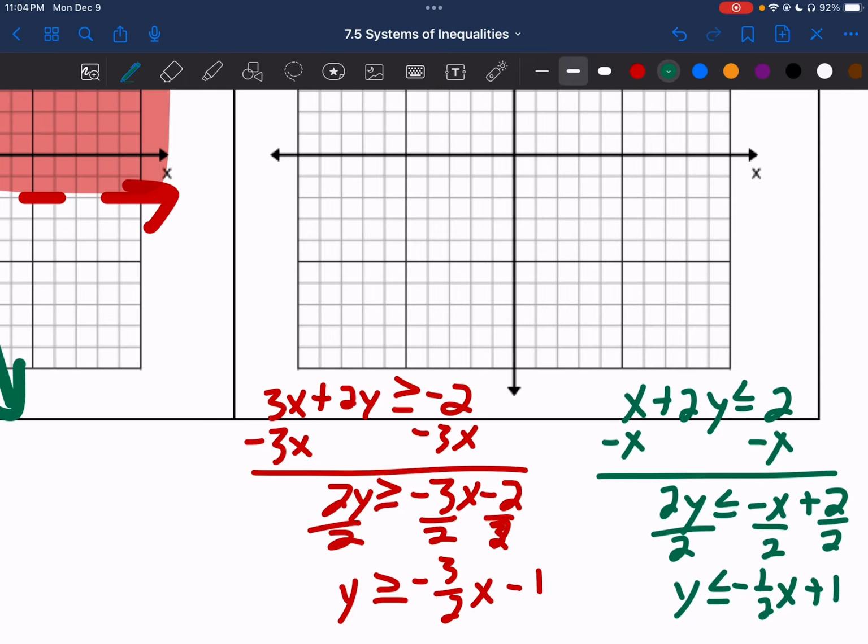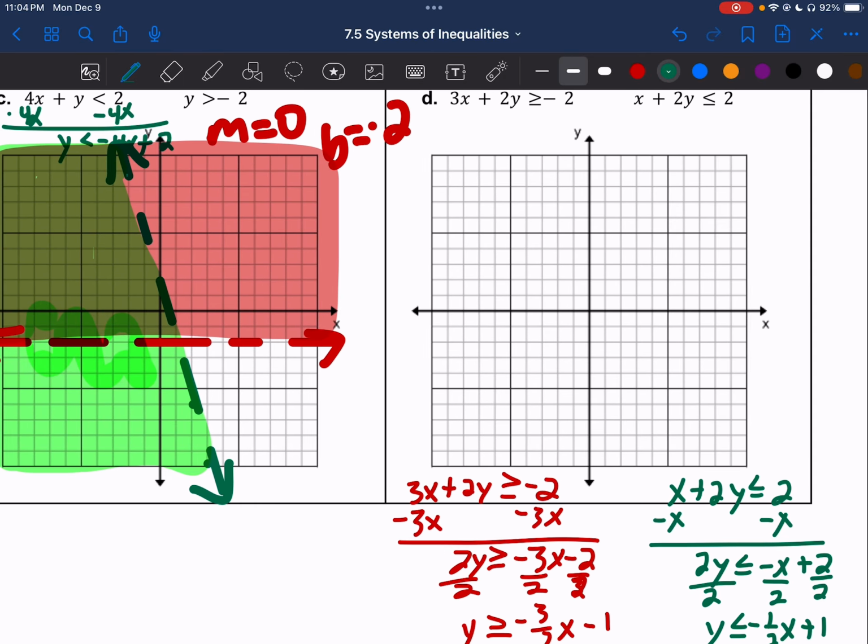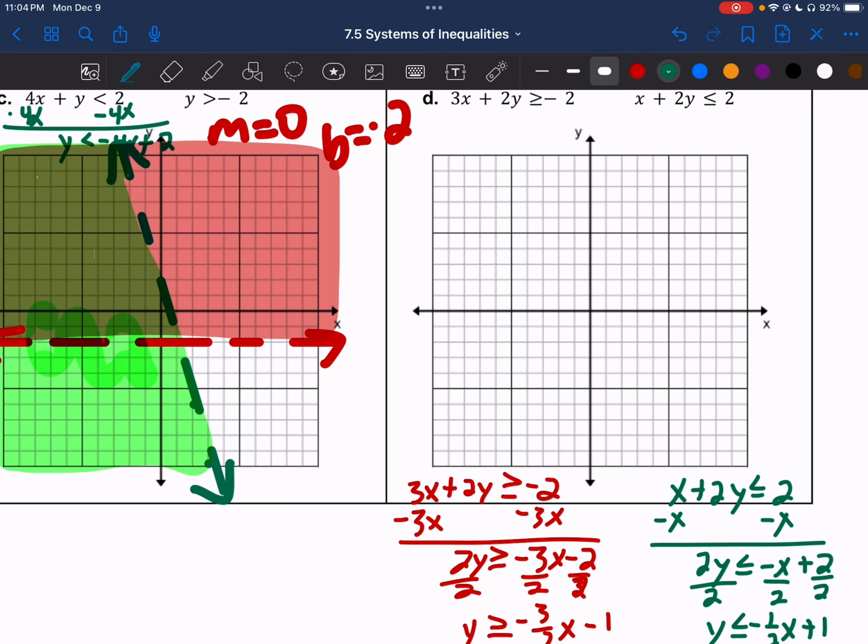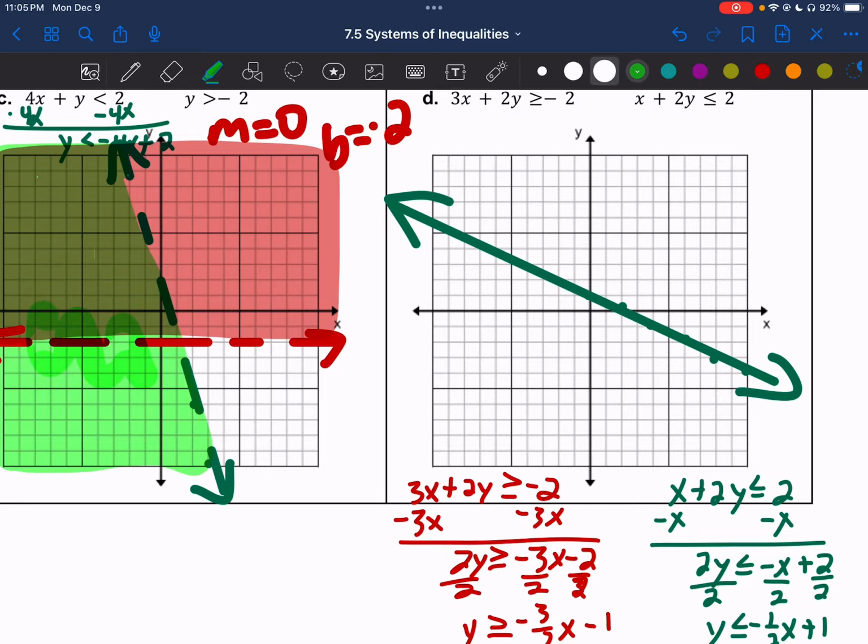So we're going to go ahead and graph these two equations. -1/2 x plus 1, so we have a point at 1. That's -1/2, so we're going down 1 and to the right 2 with every step that we take. And so we graph that like so. Both of these are equal to, so they are going to be solid. And for this one, y is less than or equal to, so we're going to shade down below.